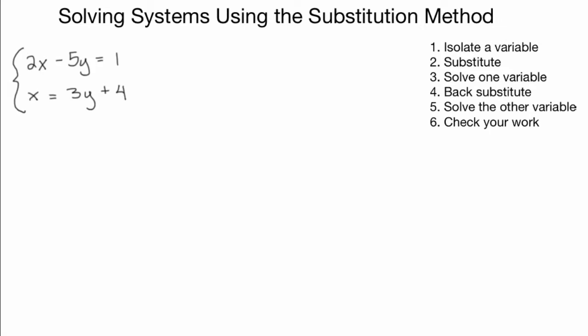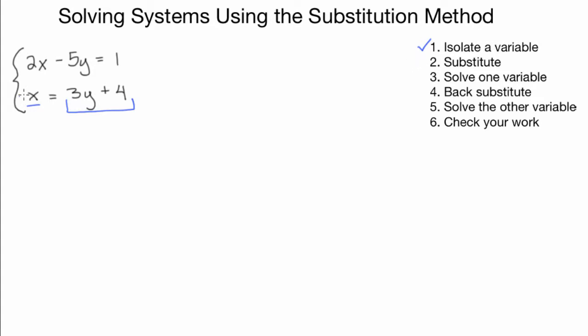All right, so step one, in the substitution method, I need to look in both equations for a variable that is isolated all by itself. This first one, I got 2x minus 5y equals 1. My x is not by itself. They're both on the same side. It's in standard form. So that's not what I want. It's not an isolated variable. But the second one, I have x all by itself right there. And I can see that x is equal to 3y plus 4. All right, so I've got a variable isolated. I'm feeling good. Step one is done.